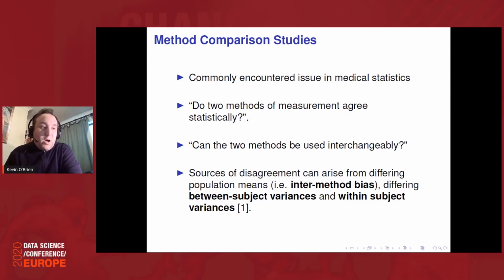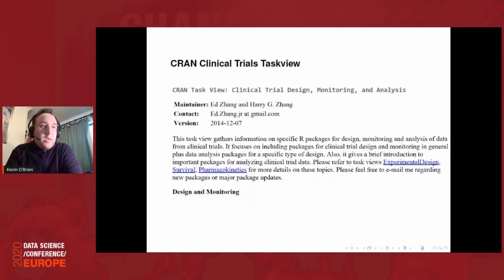The other two sources of disagreement are the between-subject variances, do they differ, and the within-subject variances. Now, those are very important technical terms. Essentially I'm going to call them precision and repeatability, and I'm going to come back to those two. But those are the terms we would be looking at in terms of statistical terminology. Okay, so that's the framework there.